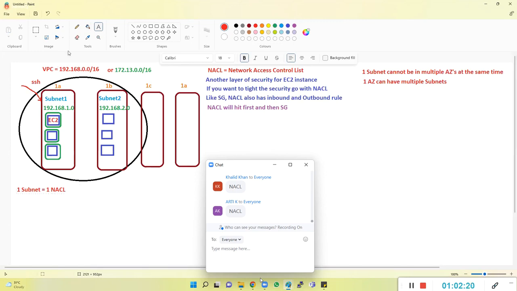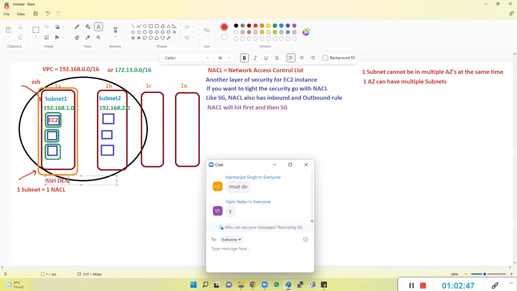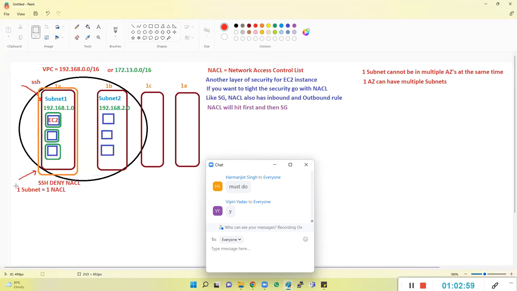So on top, the NACL will also be there. Do you all agree that the NACL also has inbound rules and outbound rules? The specialty of NACL is, guys, you can deny SSH on NACL. We can specifically go and deny it. It allows denying also. You can go ahead and deny.